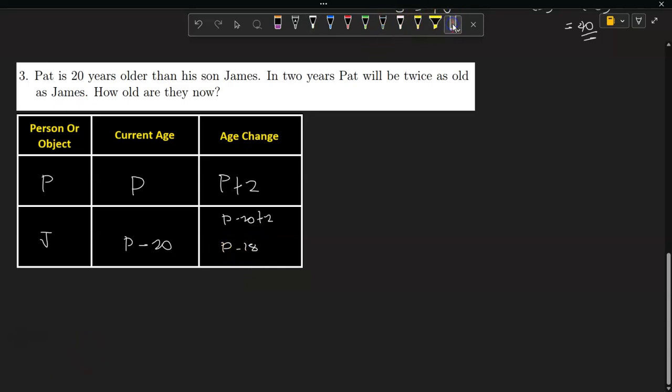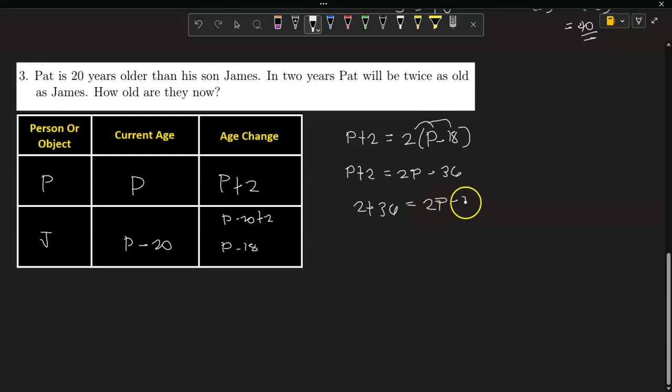Now what happens in 2 years? Pat will be twice as old as James. So we are going to write that P plus 2 equals twice as old, P minus 18, and then simplify, P plus 2 equals 2P minus 36. Combine like terms, we're going to get 2 plus 36 equals 2P minus P. This is 38 equals P.